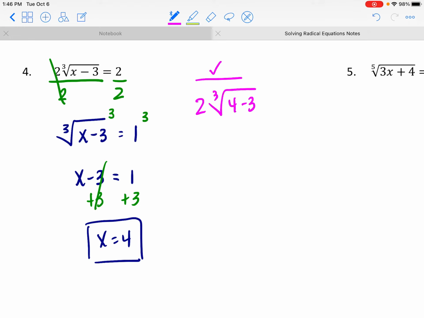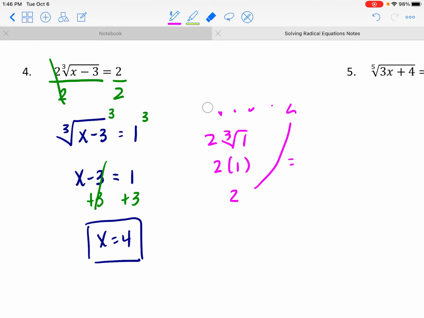So 4 minus 3 is 1, and the cube root of 1 is 1, and 1 times 2 is 2, which was exactly what we had on that side of the equation. So we're good. This one checks out.